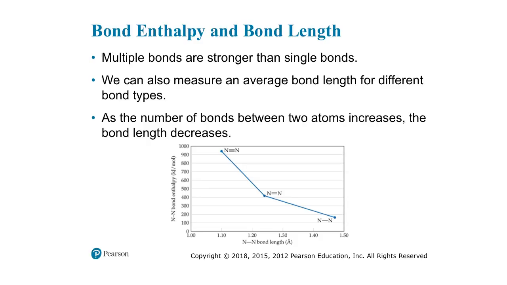We can also measure the average bond length for a different type of bond. So let's look at the nitrogen-nitrogen triple bond. Strongest bond, so this is looking at the bond enthalpy. This is looking at the bond length. So we have the shortest bond, that's the strongest. If you lengthen the bond, you weaken the bond. Lengthen the bond some more to the single, you weaken it even more.